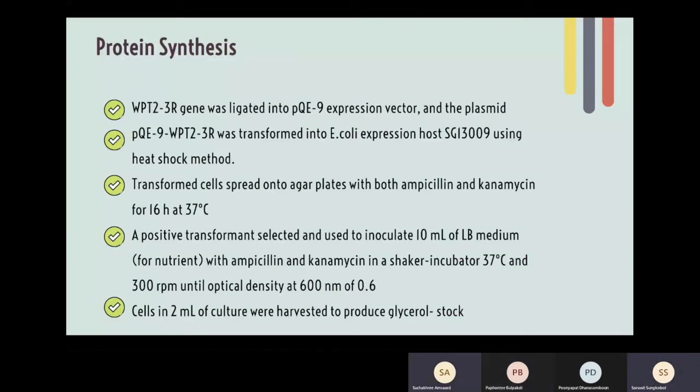For the protein synthesis, the WPT2 3R gene is ligated into the pQE9 expression vector and transformed into the E. coli using the heat shock method. Transformed cells are spread onto the agar plate with both ampicillin and kanamycin for 16 hours at 37 degrees Celsius. A positive transformant is selected and used to inoculate 10 ml of LB medium with ampicillin and kanamycin in a shaker incubator at 37 degrees Celsius and 300 RPM until the OD reaches 0.6. Cells in 2 ml culture were harvested to produce a glycerol stock.